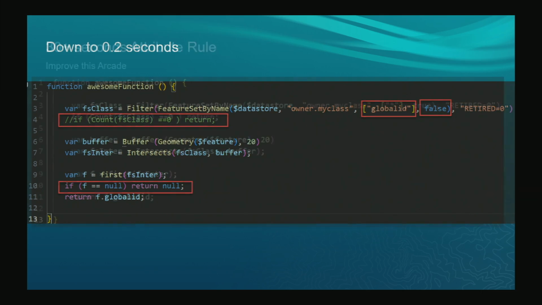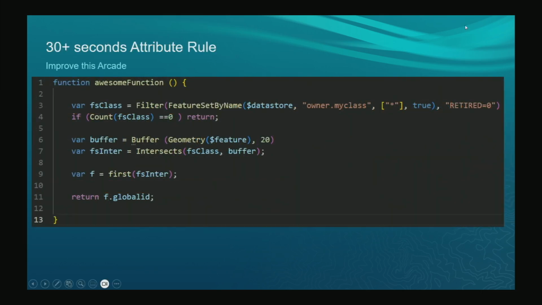Okay? Let's go back. First, we're selecting all fields, but we're technically only reading the global ID. So if the class has like 5 fields, that's not really a big deal. That's fine. But if it has like 300 fields, you just brought in all of these fields and then only selected one of them. The other thing is we're returning the geometry, and then we're not really using the geometry.